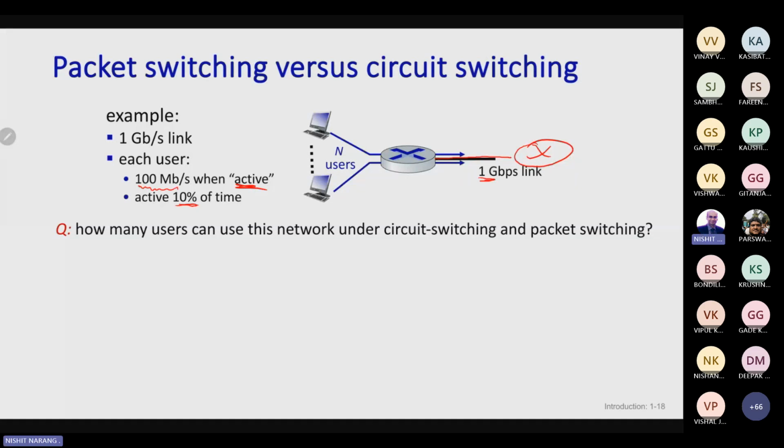Okay. Now, if this is the kind of network that we have, which is what we actually have in data networks, how many users can your network support if we were to use circuit switching instead of packet switching? Do you want to attempt this? I have a 1 gigabit per second link connecting my first switch to the second switch. When one user is active, they transmit at 100 Mbps. How many users can use this network if I set it up as a circuit switch network? What can be the value of n?